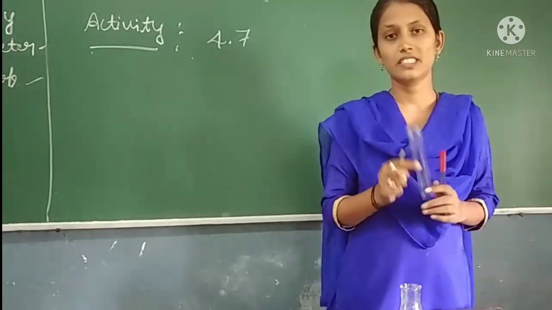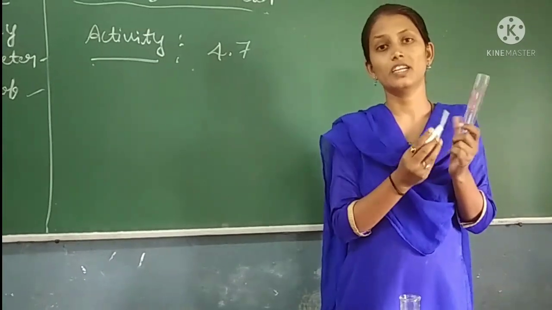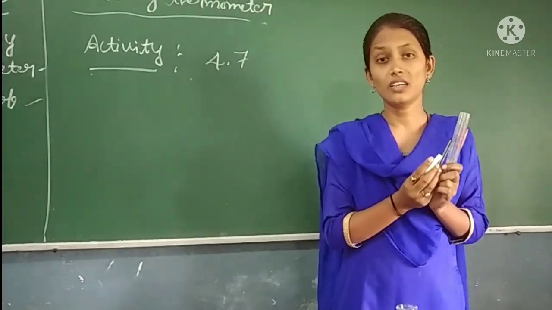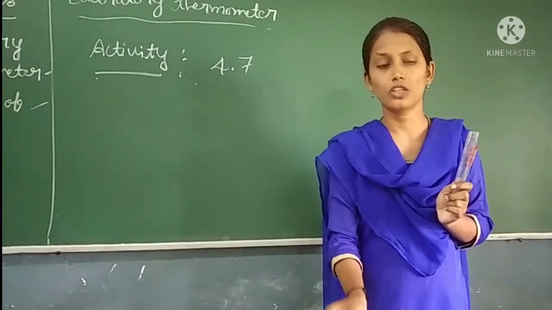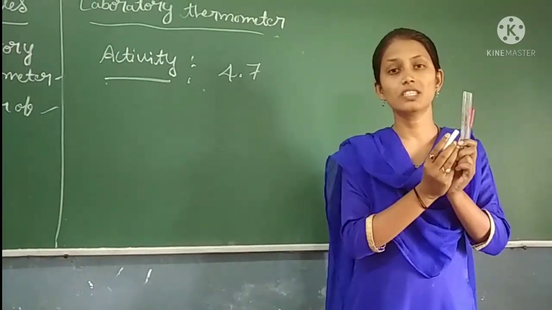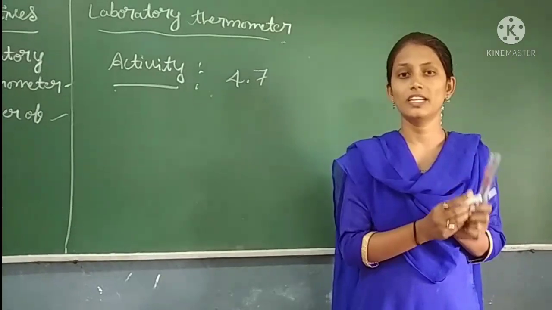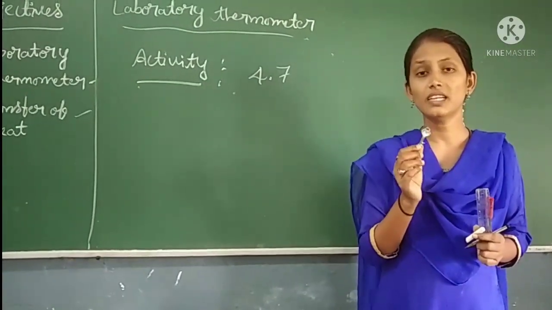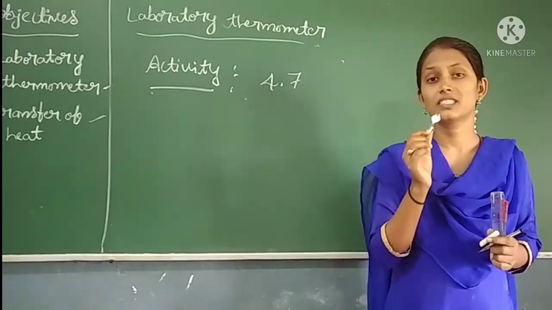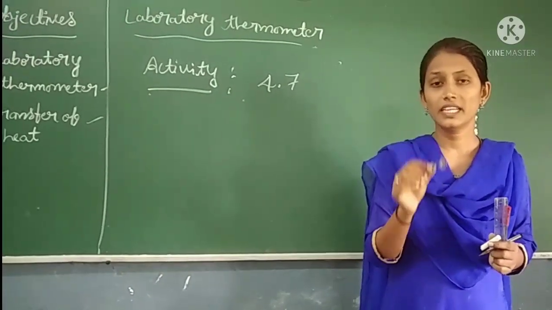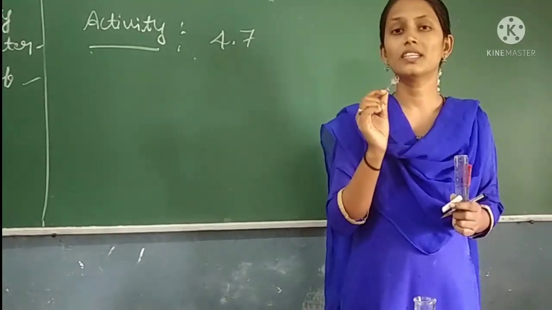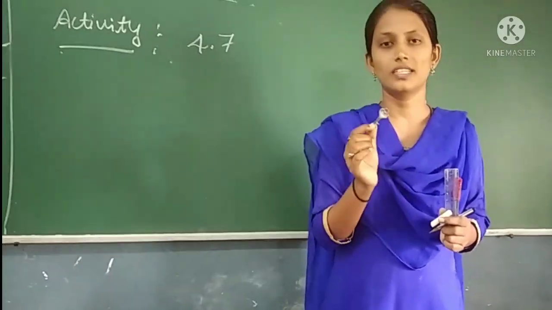Here the plastic scale, pen and pencil, we are considering these as insulators because heat is not transferred from the hot water to these materials. So these are examples for insulators. And here the key becomes hot. It indicates that the key is considered a conductor, meaning the heat passes from this hot water to the key. So the key is one of the examples for conductors.